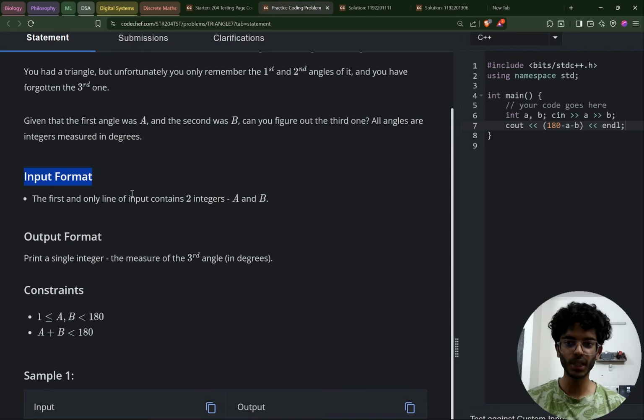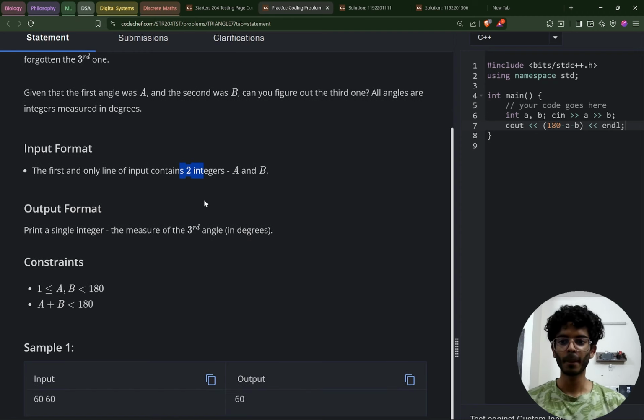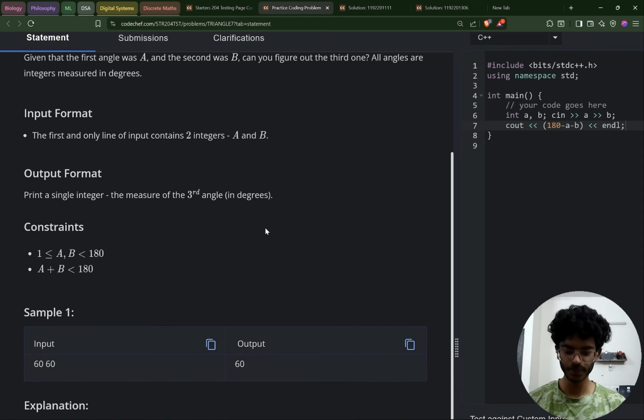In the input format, we'll be given two integers a and b representing the two angles of the triangle that we remember. In the output, we need to print a single integer representing the measure of the third angle, the angle which we have forgotten, in degrees.